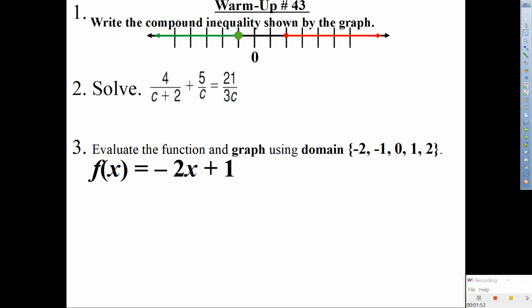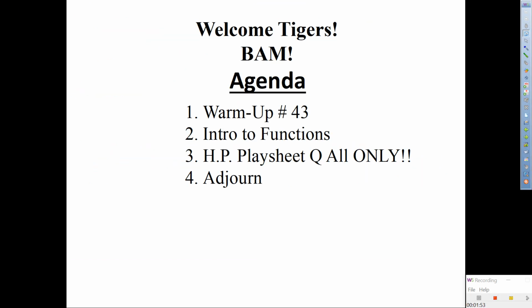Agenda for today: warm-up number 43, intro to functions. Let's go. This is the funner part of the graphing portion. I love this. That's coming up.